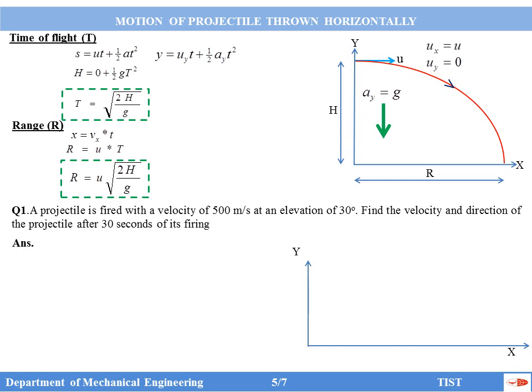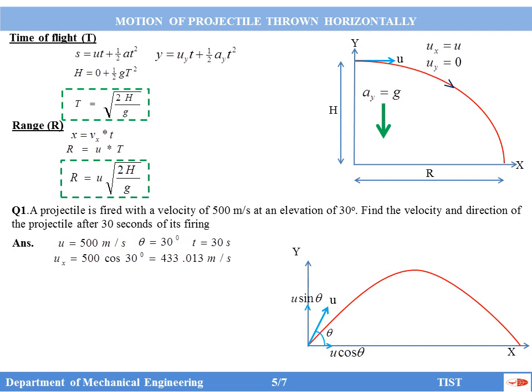So what is the velocity of the projectile after t equal to 30 seconds? Okay, so I am drawing this projectile motion here, xy axis. So you had initial velocity u, making an angle theta, u cos theta, u sin theta, and u equal to 500 meter per second and theta equal to 30 degree. Now after t equal to 30 seconds, you need to find out the velocity. So you can simply find out ux is equal to 500 into cos 30, right? It will be coming as 433.013 meter per second, and uy will be 500 sin 30, which is 250 meter per second.